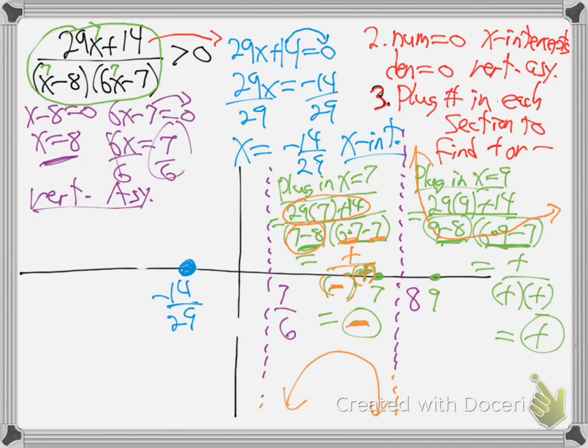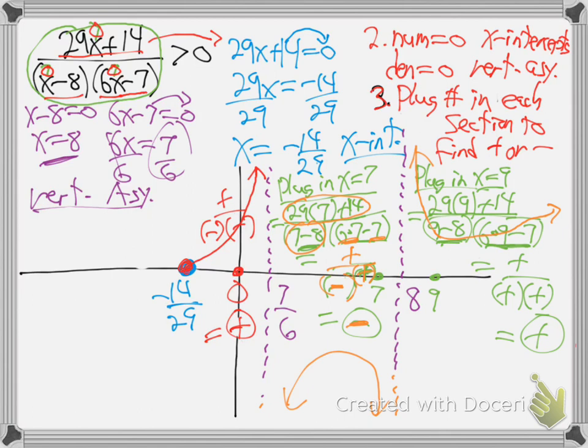Let's go to the next section. I need to check right here. How about 0? It's a nice easy one. Let's plug 0 here, here, and here. I'm going to get positive on the top, right? 29 times 0 is 0, plus 14 is positive. On the bottom, I'm getting 0 minus 8, negative. And 6 times 0 is 0 minus 7 is negative. Positive over 2 negatives? So that equals positive. So that means this graph is up here. It's positive. And then it's going to hit right here at 0, isn't it? Everybody good there? Makes sense.